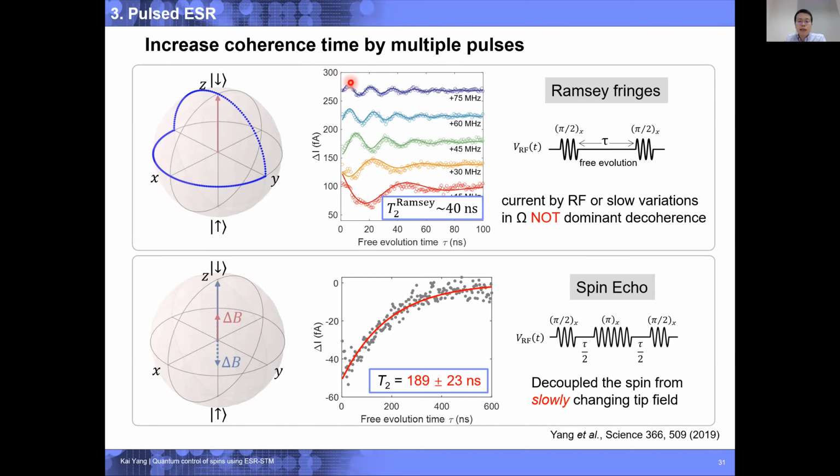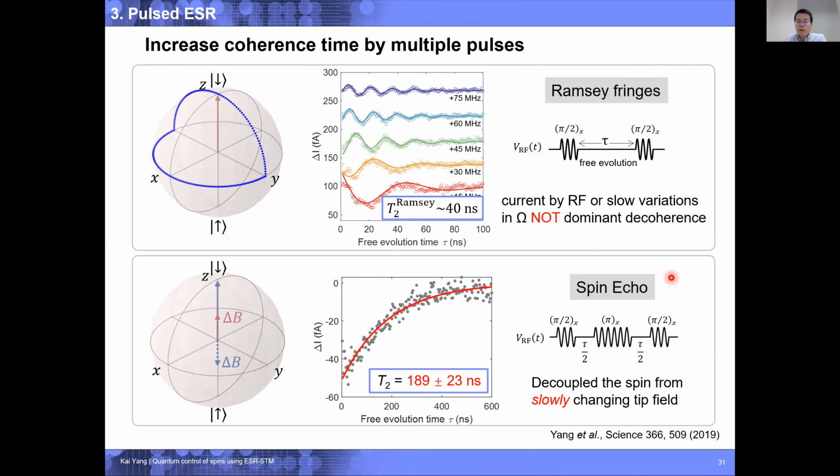And so the decay constant gives us another estimate of the T2 time. But unfortunately, the value we obtained is very similar to the value we obtained from the Rabi measurement. So this actually tells us the noise induced by the RF voltage and also the slow variations of the Rabi frequency are not the dominant decoherence sources for the titanium spin on MgO.